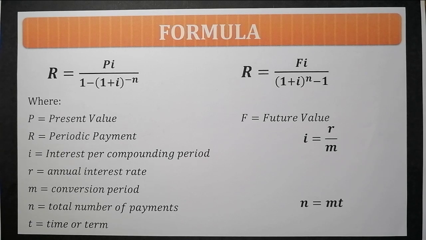Una, R is equal to P times I over 1 minus the quantity of 1 plus I raised to negative N, pag ang given ay ang present value. At ang pangalawa namang formula na pwede nating magamit ay ang R is equal to F times I over 1 plus I raised to N minus 1. Ang mga variables na nakikita natin dito ay ang the same variables na ginamit natin sa ating previous na discussion.